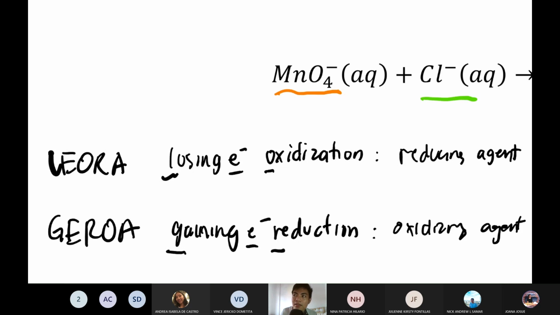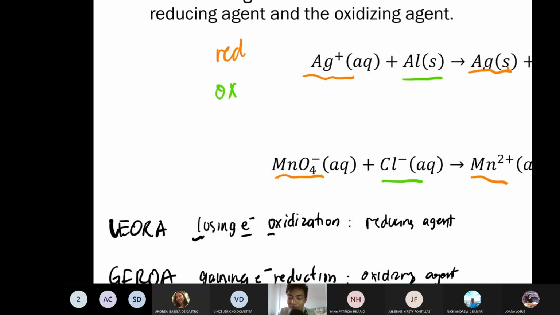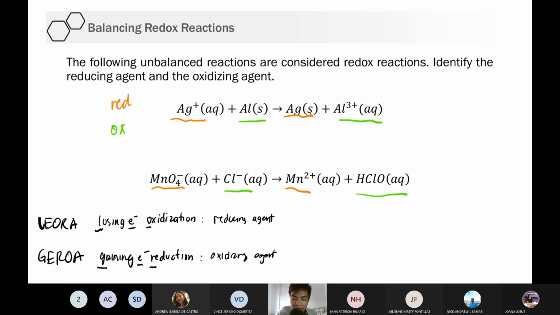Siya yung ahente. Siya yung nagtitinda ng electrons. Okay? Pag reduction naman, tawag sa kanya ay oxidizing agent. Sila yung kumukuha ng electrons. Okay? So, yun lang yung logic dyan. Baliktad talaga tawag dyan. Kunwari, you were asked, yung tanong, identify the reducing agent and the oxidizing agent.